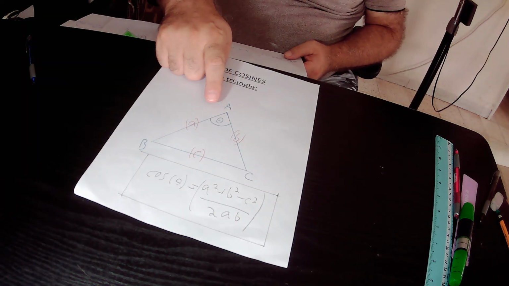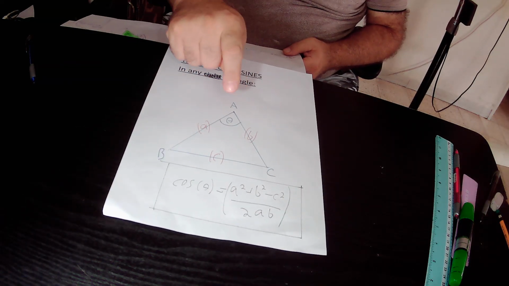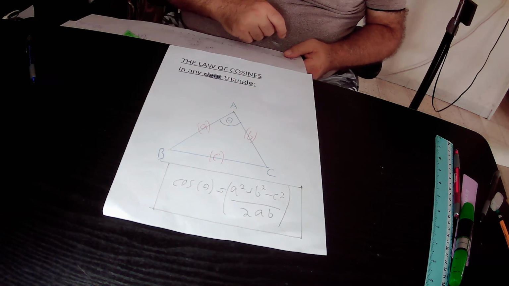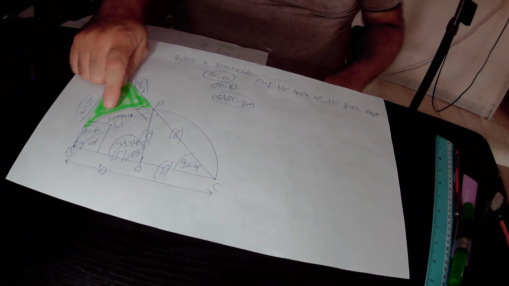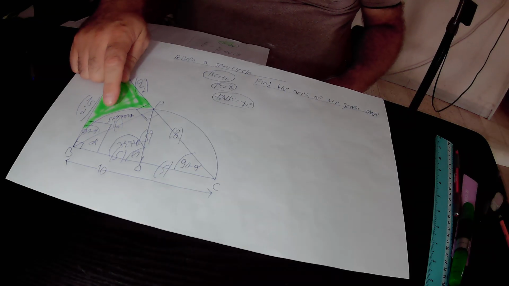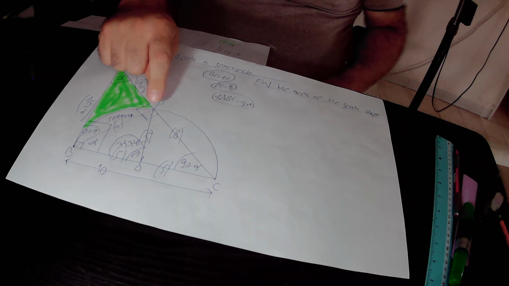Cosine theta equals A squared plus B squared minus C squared over 2 times A times B. In the next step, we implement the law of cosines in this triangle POB. According to the law of cosines, in this triangle POB, cosine theta equals 5 squared plus 5 squared minus 6 squared over 2 times 5 times 5.